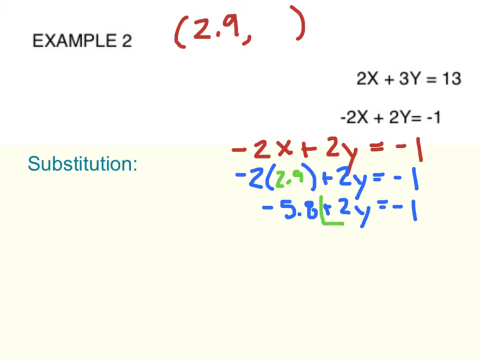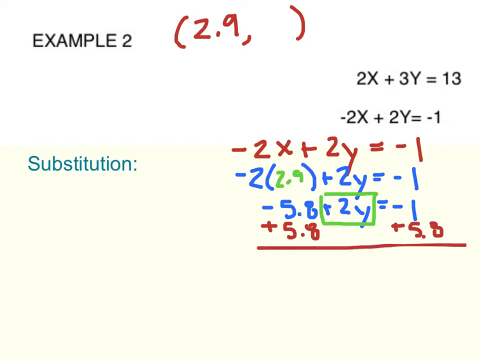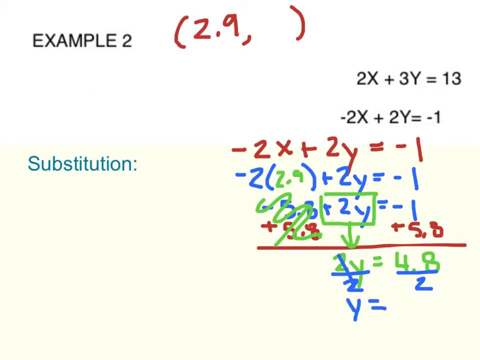First, I box my variable, which is the plus 2y. I move a minus 5.8 by adding 5.8 to both sides. They canceled out over here on the left. I bring down the 2y equals negative 1 plus 5.8 is 4.8. And my last step is to divide both sides by 2. And we get that y equals 2.4. So our answer here is 2.9, comma, 2.4.